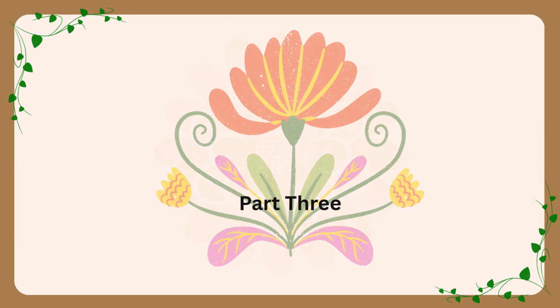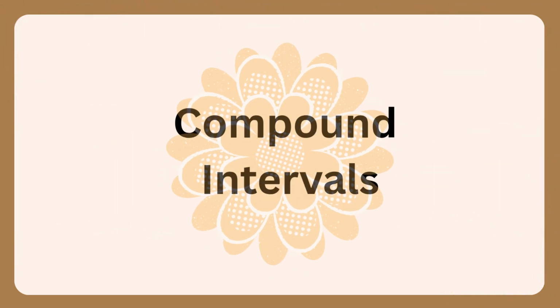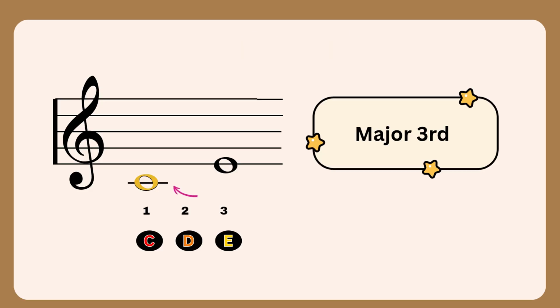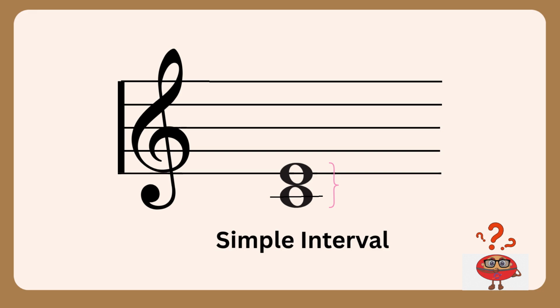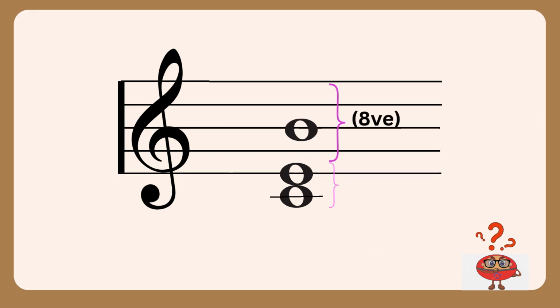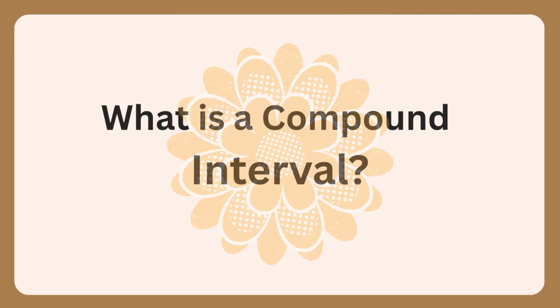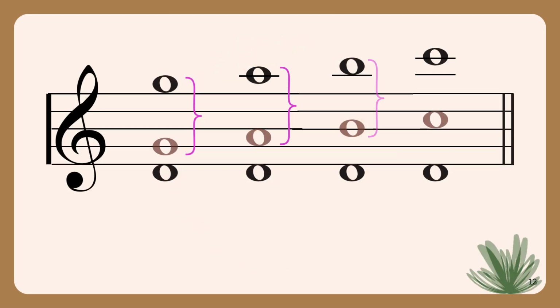Part 3. Compound intervals. In the last two videos, we learned what intervals are and how to identify simple intervals. But what happens when the distance between two notes is greater than an octave? That's called a compound interval. What is a compound interval? A compound interval is any interval that is larger than one octave.